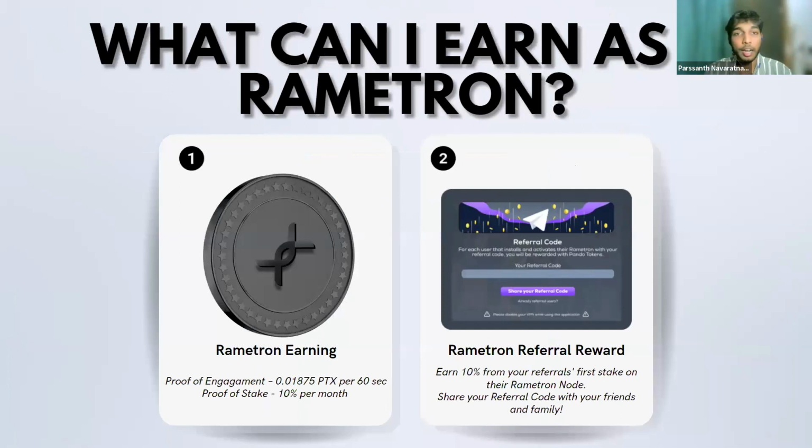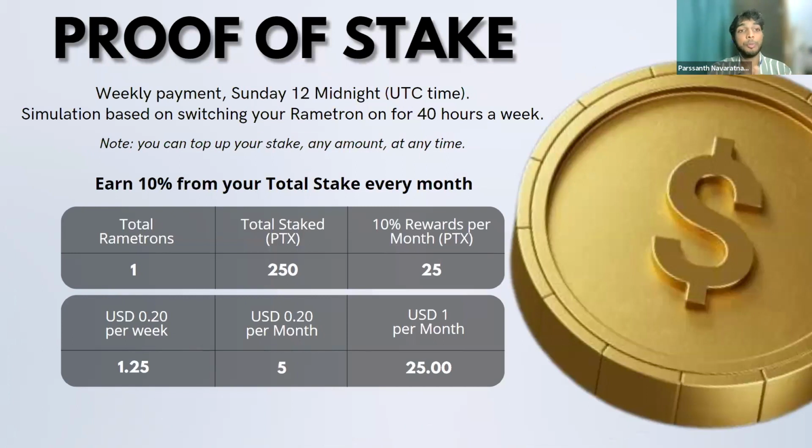So what can I earn as a Ramatron? Really simple. You can earn proof of engagement and proof of stake. I'll explain that to you. And another thing, for all of you with a very big group of friends or a very big network, you can earn 10% from your referrals for stake on the Ramatron. For example, if you introduce the Panda Project to somebody and they purchase 250 PTX, stake it on their Ramatron, activate it, and use your referral code, you will receive 10% of their stake. Their stake is 250 PTX, so you are receiving 10% of that, which is 25 PTX. So basically, all you got to do is share your referral code.